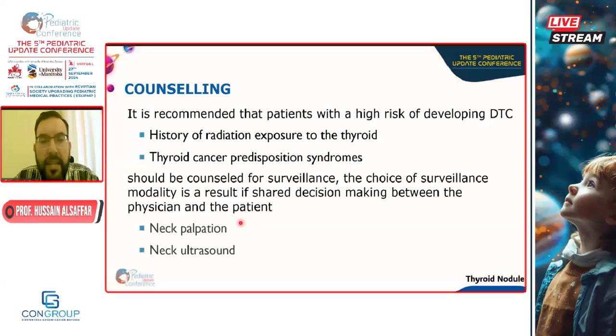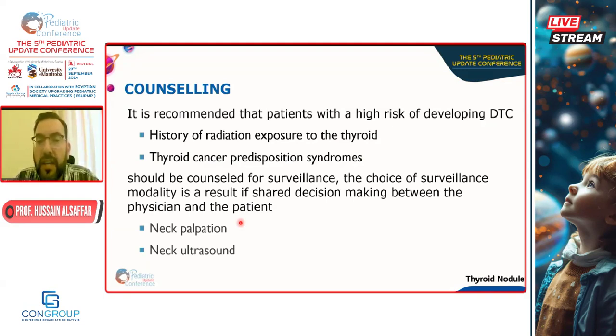Now, how can we counsel the children and their parents? What are we supposed to say to them? It is recommended that patients at high risk of developing DTC, differentiated thyroid cancer, based on the previous risk factors, so mainly those who have a history of radiation exposure to their thyroid gland, or thyroid cancer predisposition syndromes like the PTEN mutation we just mentioned and the MEN diseases, should be counseled for surveillance.